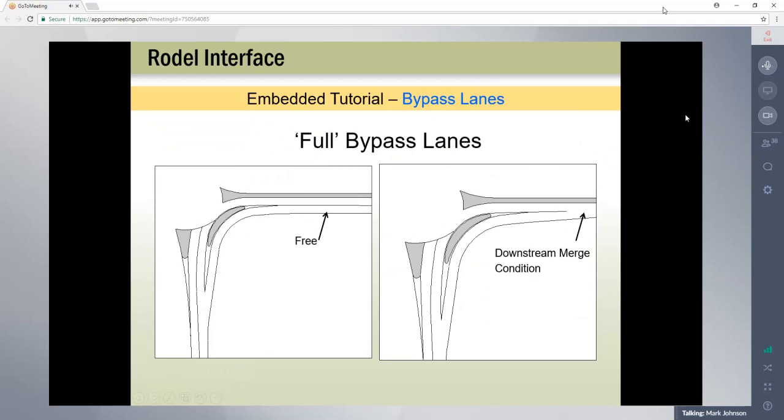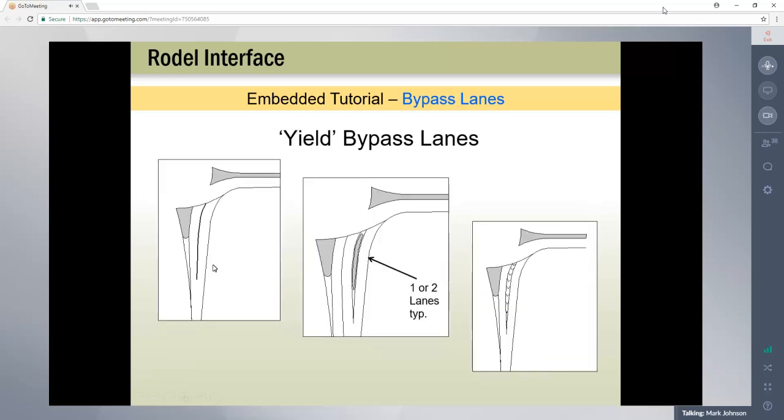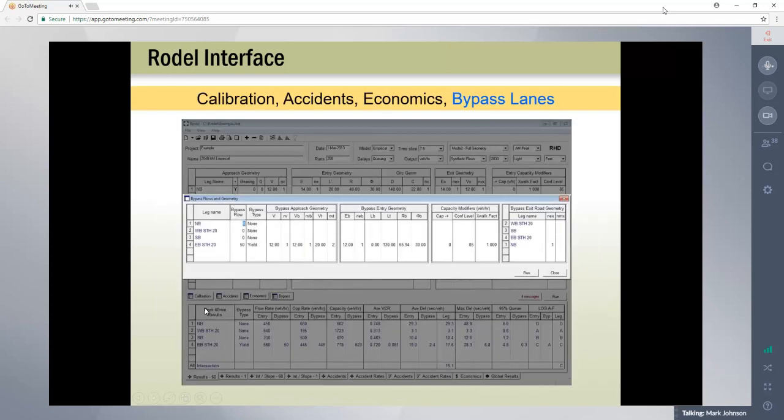So bypass lanes, one of the features Rodel has incorporated is bypass, which includes free bypass lanes, sometimes referred to as a full bypass lane, as well as yield bypass lanes. So you can model different types of yield bypass lanes. And we'll look at, and this is in the child menu, one of the secondary menus here under bypass lanes, where you select the type of bypass lane, as well as the geometrics for that bypass lane.